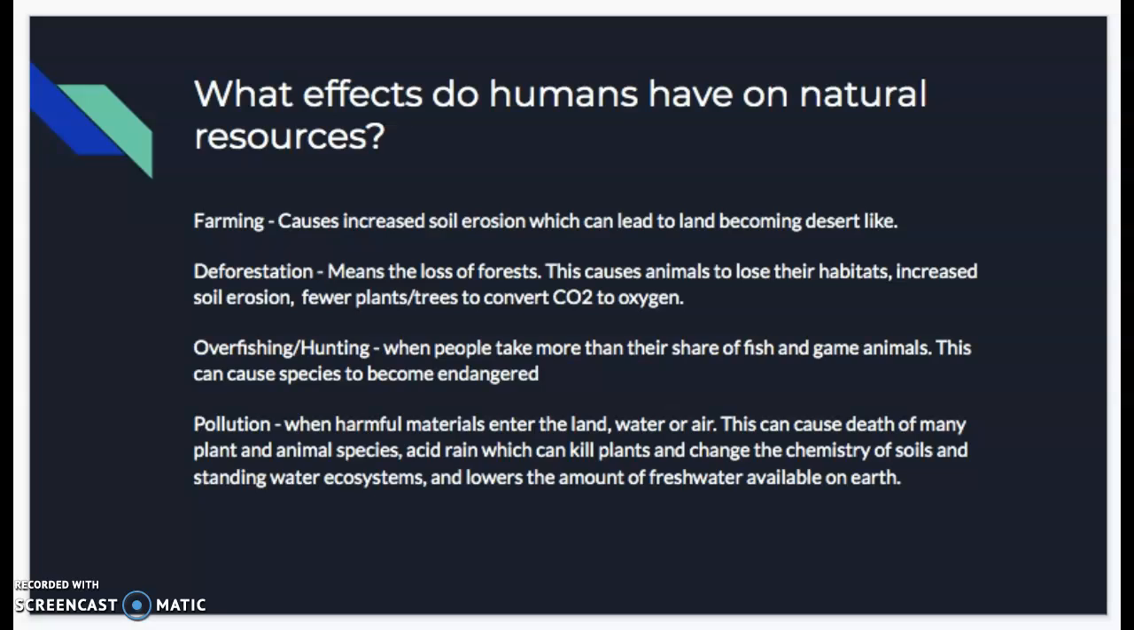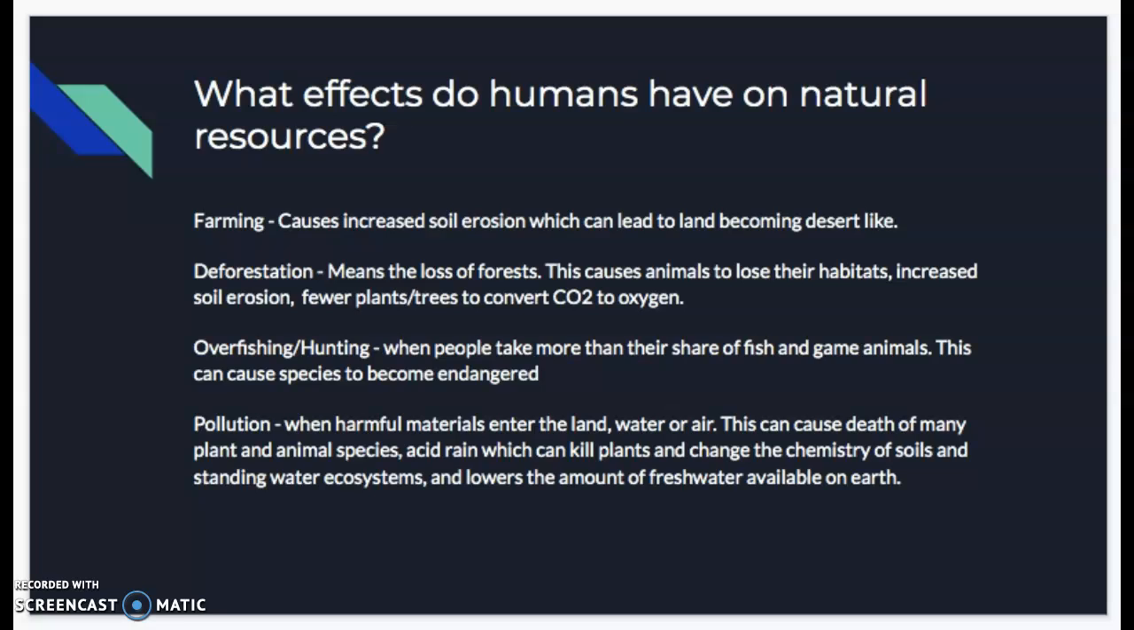And then we have pollution. I'm sure you've heard of this a lot over the years, but pollution is when harmful materials enter the land, water, or air. We use a lot of harmful materials in our everyday life that do get into the land, water, and the air. And this can cause the death of many plant and animal species as it gets into their systems and their food sources and things like that.